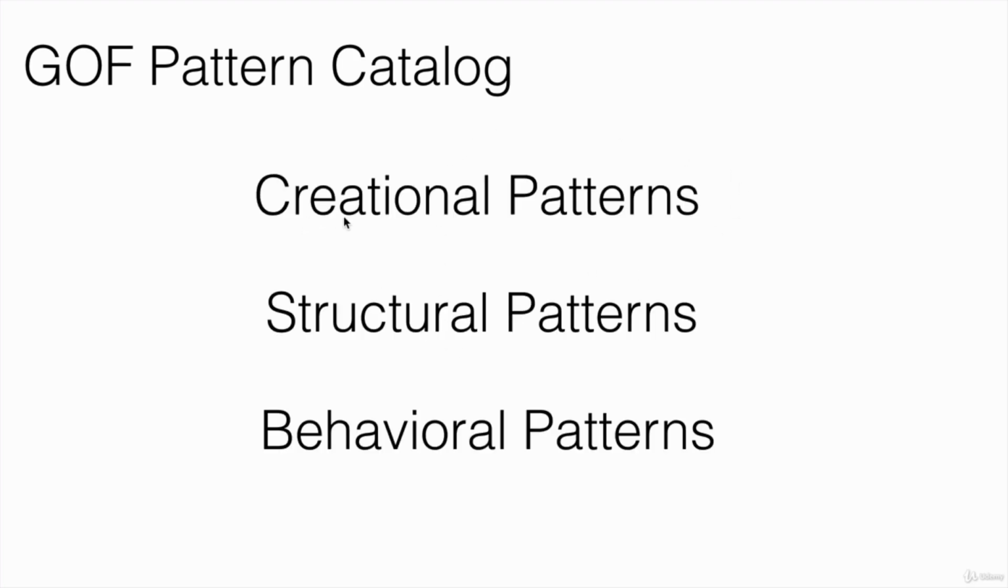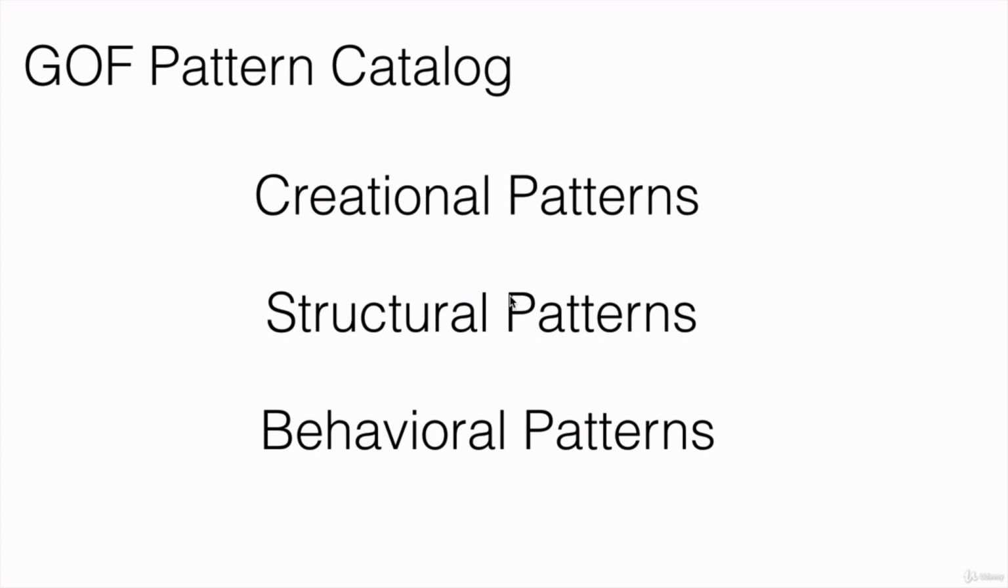The GOF pattern catalog is also known as the core pattern catalog, and it is subdivided into three different pattern catalogs, namely creational patterns, structural patterns, and behavioral patterns. The creational patterns provide guidelines to instantiate a single object or a group of objects. That is the reason they are called creational patterns. It's all about object creation.